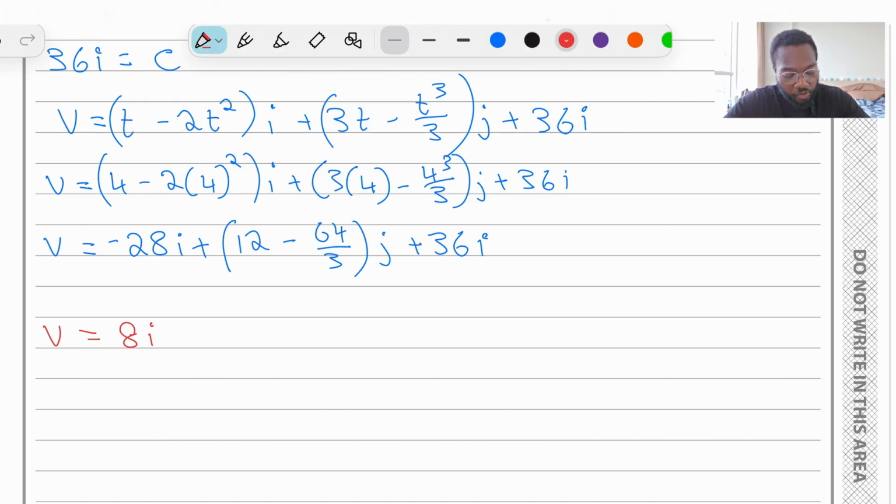And then for this one, we have 12 minus 64 over 3. If we think about writing 12 as a fraction over 3, that'll be 36 over 3. So it'll be 36 over 3 minus 64 over 3, and that gives me a minus 28 over 3j. So we worked out the velocity: 8i minus 28 over 3j.